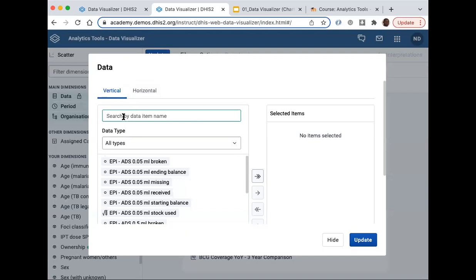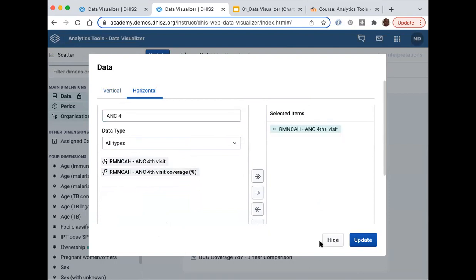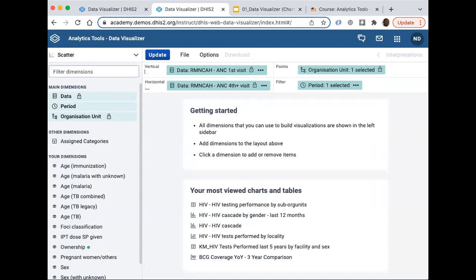And in the vertical, let's put our ANC first visit, ANC one, which is this first one here. And then we have selected that. Then we go to the horizontal, we put ANC fourth visit, which is ANC four plus visit element. And then we can hide, or update, but I don't want to get confused. We go to the org units, and because this is going to be analyzed at source, for the period we can use last year, let's keep it last year.